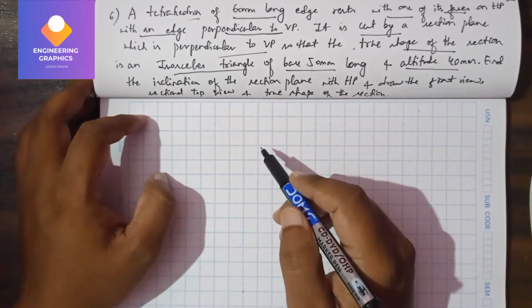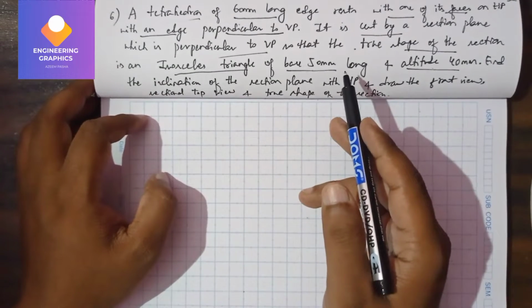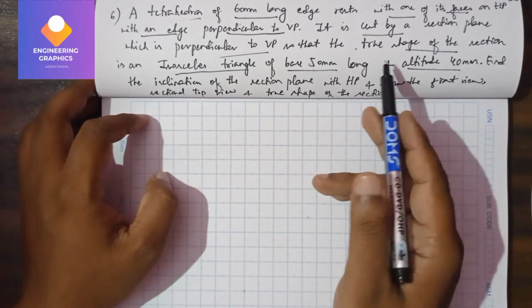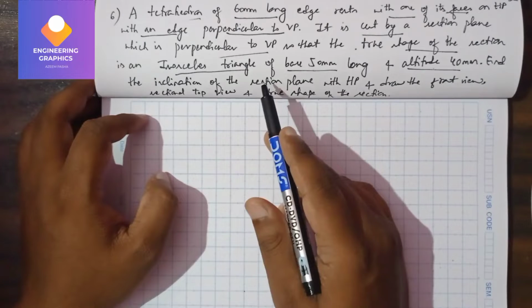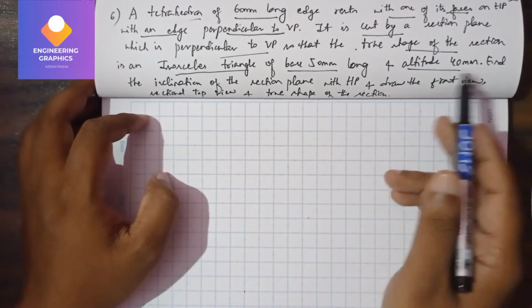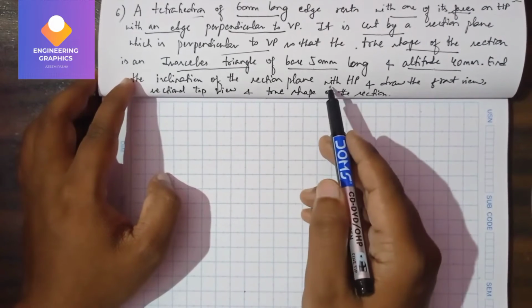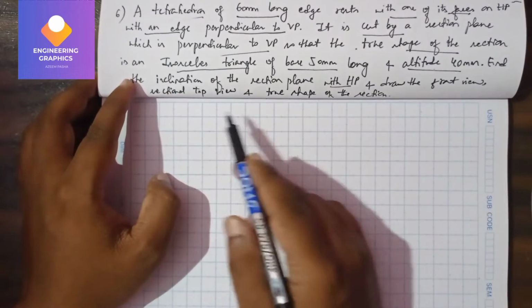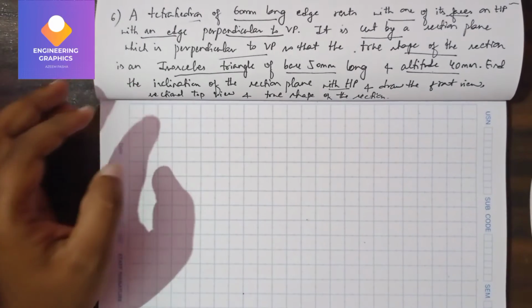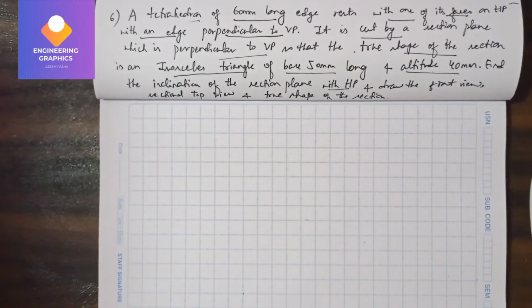So in this problem they have not given any kind of dimensions for the cut plane. Instead, they are telling the true shape of the section will be an isosceles triangle of base 50 and altitude 40. Find the inclination of the section plane with HP and draw the front view, sectional top view and true shape of the section. So first we need to construct a tetrahedron here.